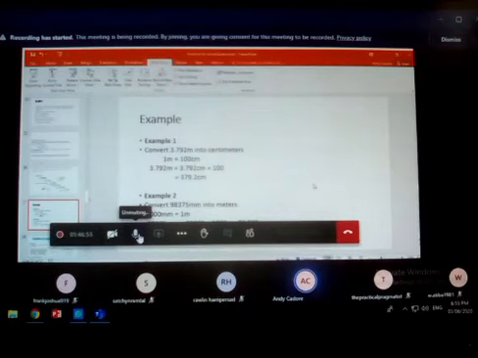3.5 meters to centimeters. What is the answer? Anybody give me the answer. 3.5 what? Centimeters? 3.5 meters, convert to centimeters. 350. 350 centimeters.